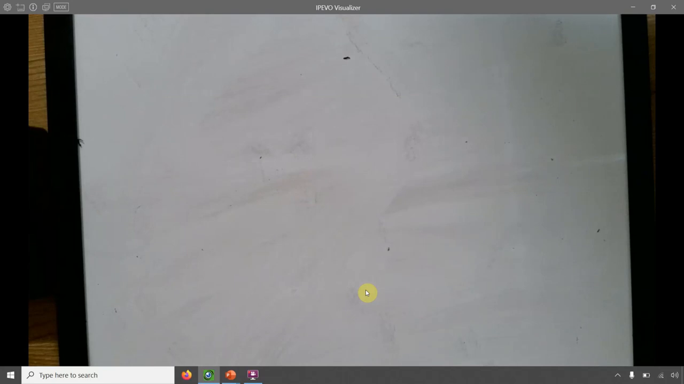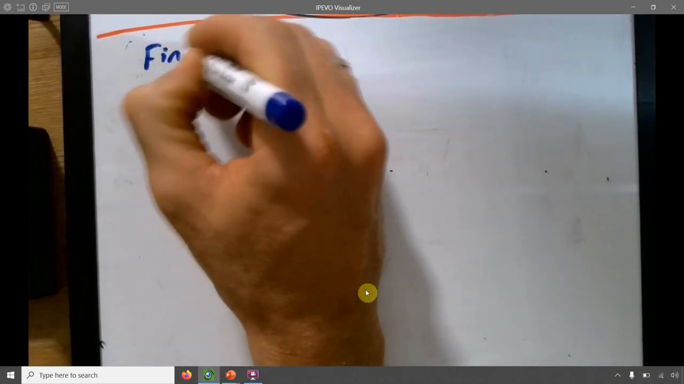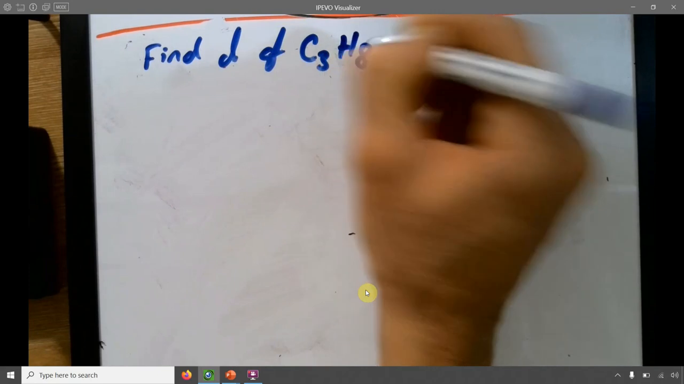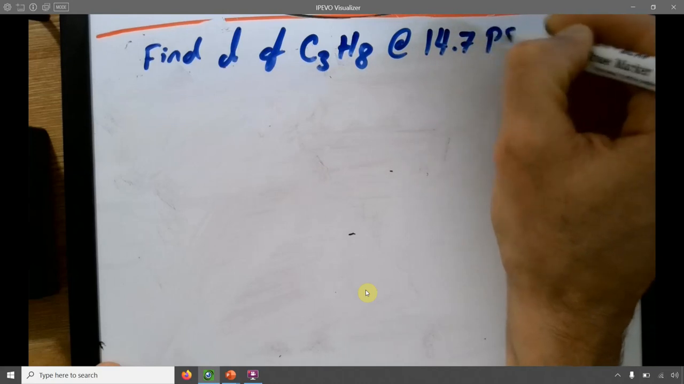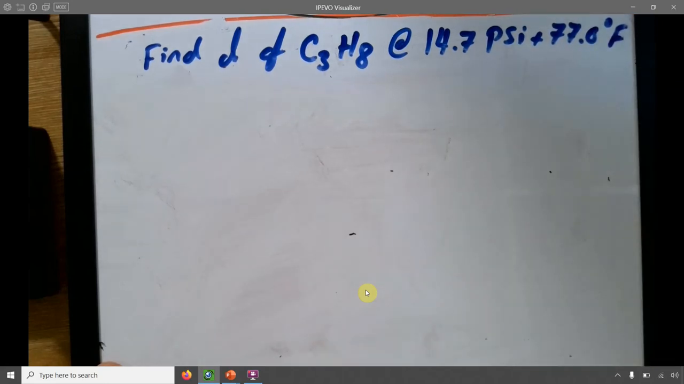Let's look at an example of how to use this equation and see how that goes into effect. Okay, so I want to find the density of propane, C3H8, at 14.7 PSI and 77.0 degrees Fahrenheit. If you're looking at something like this, when you're asking about densities with ideal gases, right away you should think of this equation.